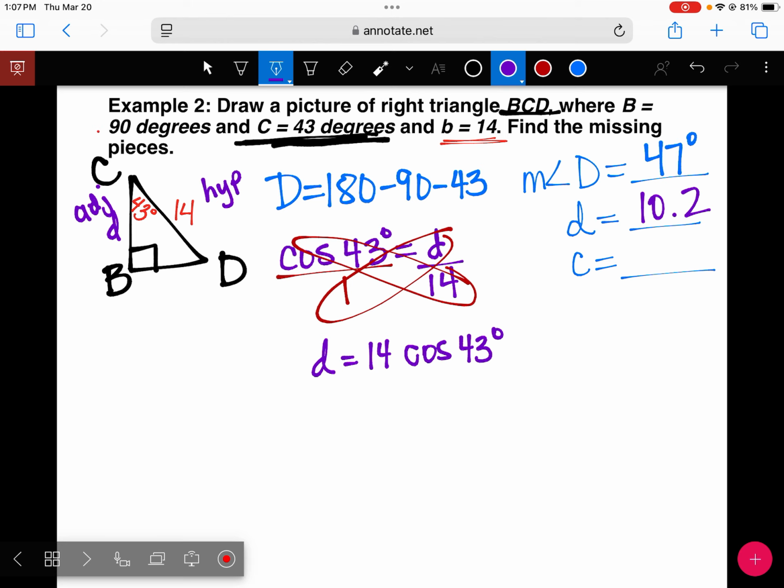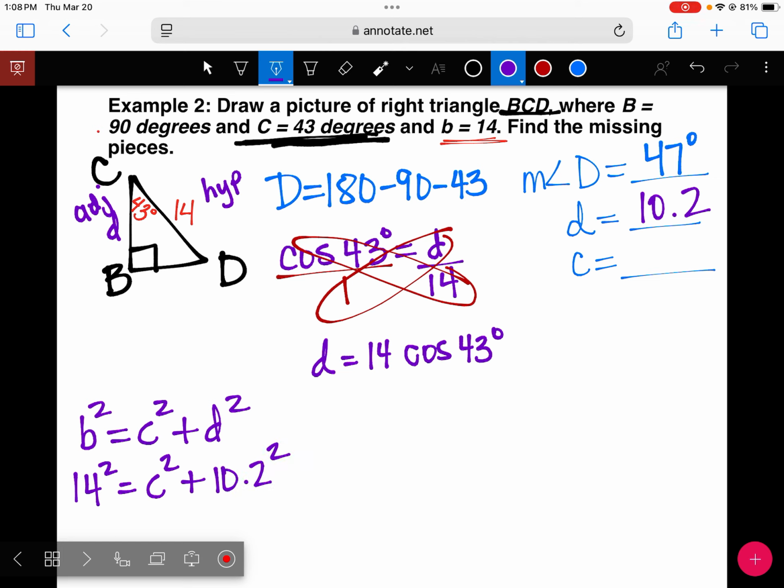So now, whenever you know two sides, you have two choices. So I'm going to set it up for you again. To find the last side, we could do Pythagorean theorem, which in this example would be b squared equals c squared plus d squared. Because this time, little b is my hypotenuse. I probably wouldn't use this method, but I'm going to set it up for you just in case. So that would be 14 squared equals, and I don't know c, and I know this is 10.2. So you would have to do some solving. That's one option to get you the third side.